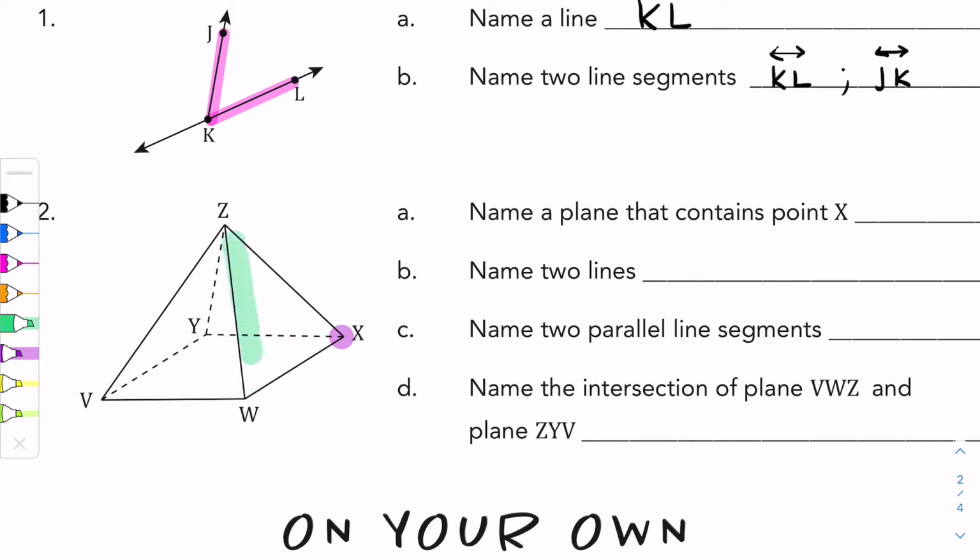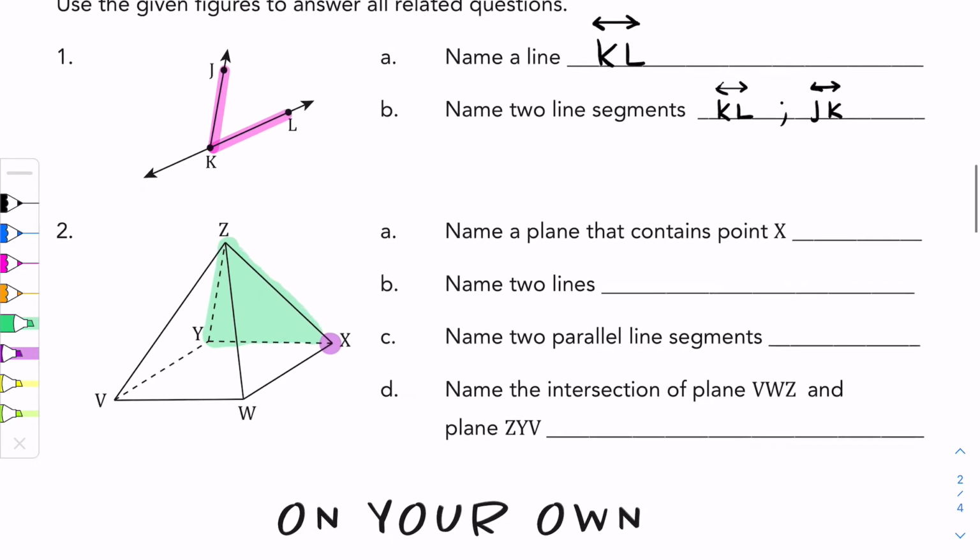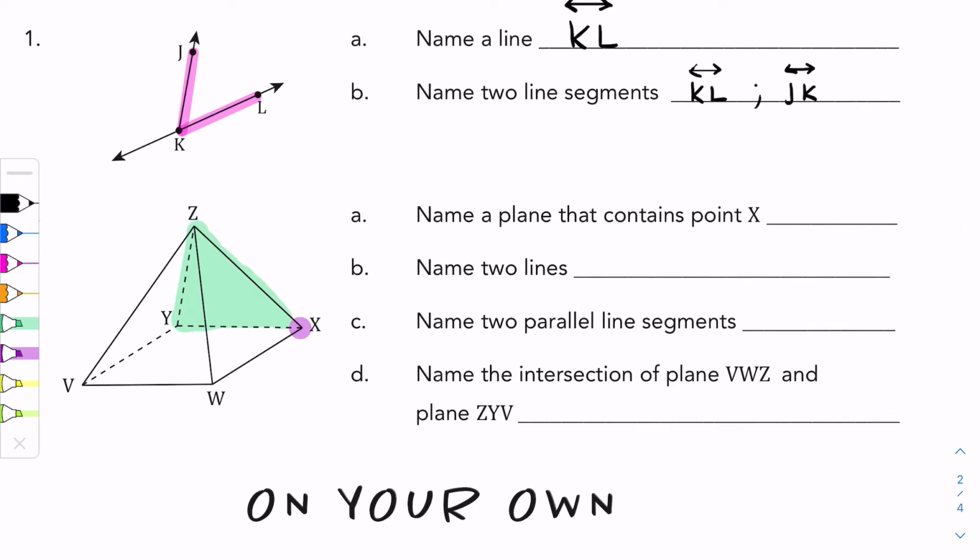The second plane being this side here, with the bottom right corner being X. And the third plane is this plane in the back, with the bottom right corner being X. So pick any one of those 3 planes and label it. I'm going to pick the one I currently have highlighted, and I'm going to label it as plane XYZ.